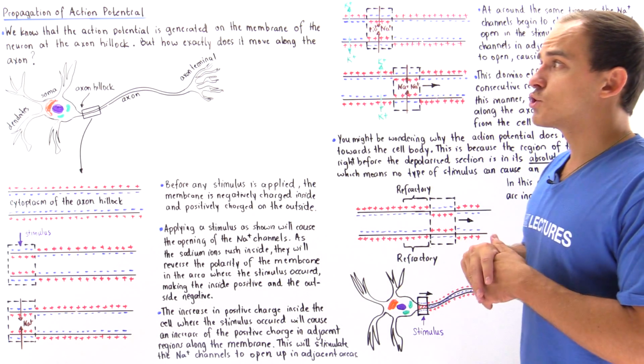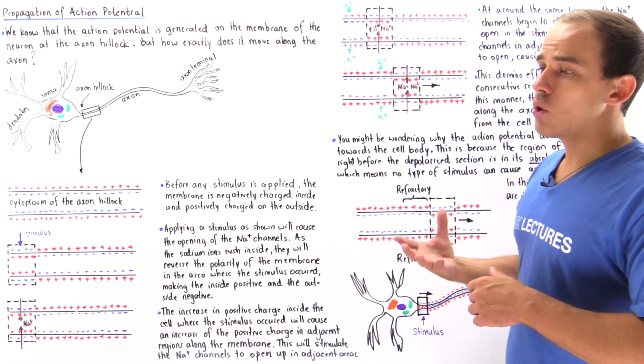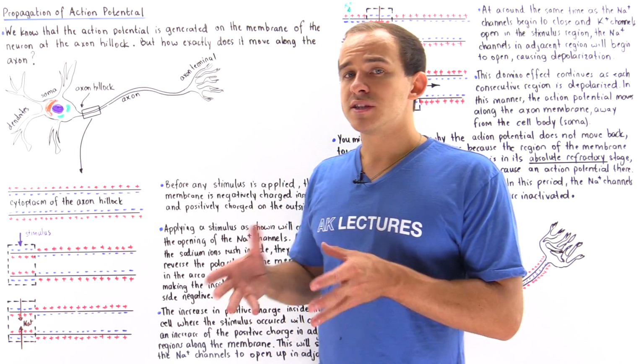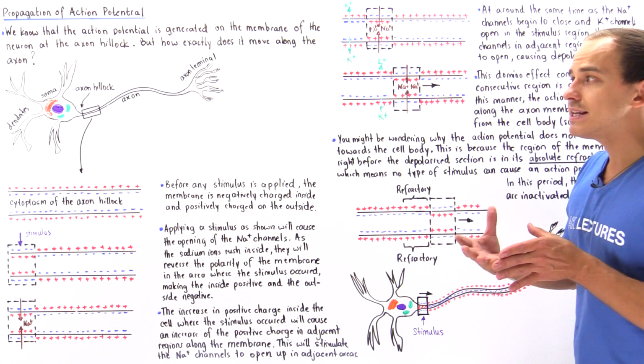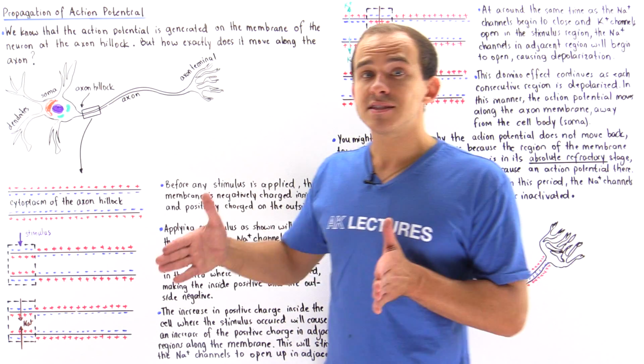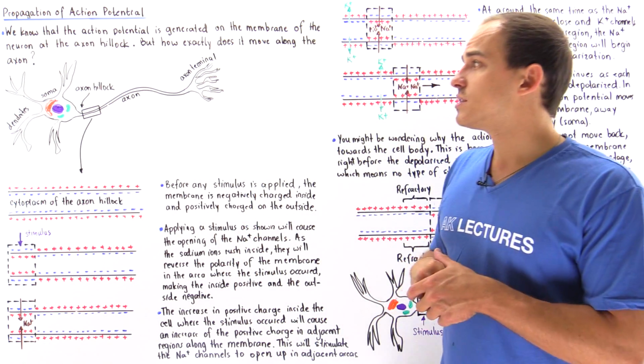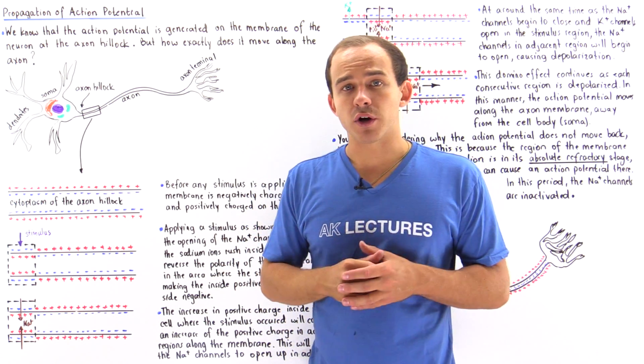In the next lecture, we're going to discuss a concept known as myelination. We're going to discuss what makes our signal propagation faster on the axon, and we're going to discuss something called saltatory conduction.